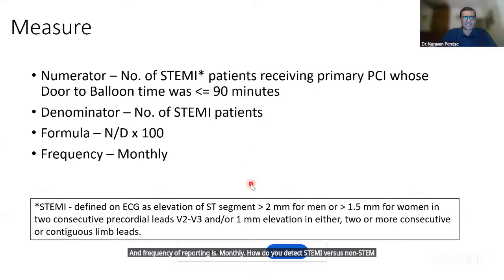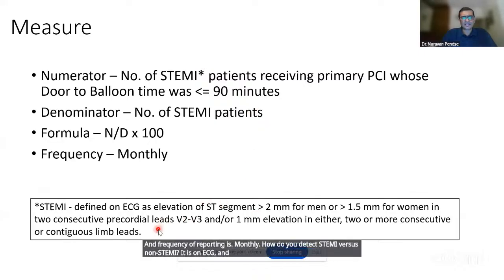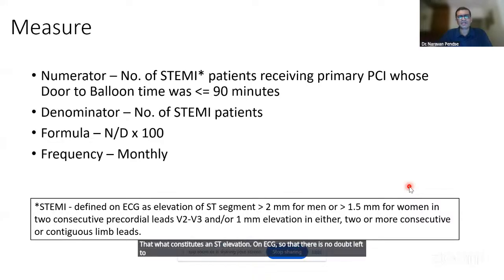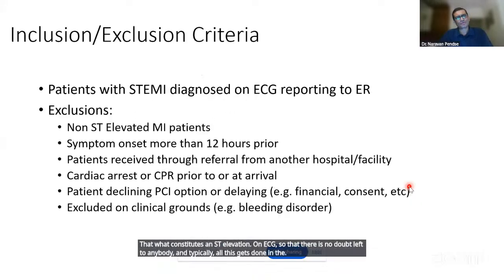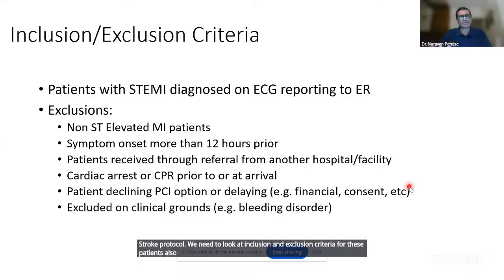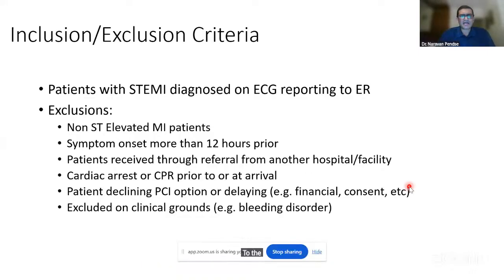It is on ECG, and it should be defined clearly what constitutes an ST elevation on ECG, so that there is no doubt left to anybody. And typically all this gets done in the stroke protocol. We need to look at inclusion and exclusion criteria for these patients also. So inclusion would be patients with STEMI diagnosed on ECG reporting to the ER.